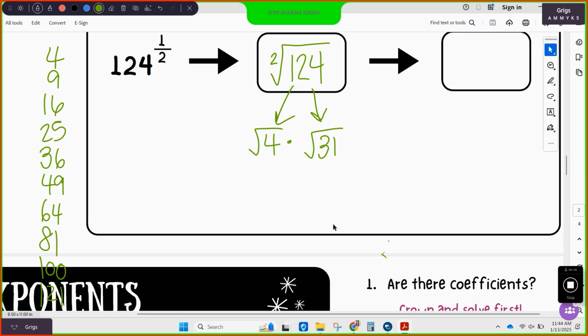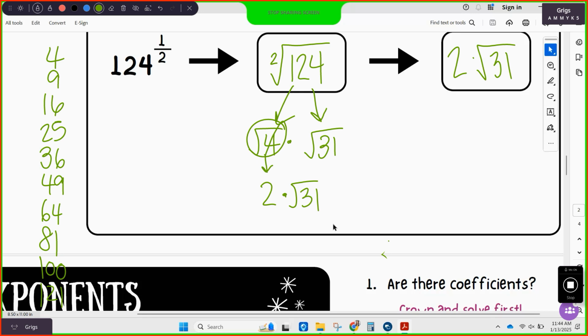Semantics. Alright, now if I'm in the game of simplifying, can I simplify either of those square roots? Which one can simplify down? 4. Why? Because it's a perfect square. Yeah. So this one can simplify down to a whole number to give me 2. Is 31 a perfect square? No. So I'm just going to rewrite it. I'm going to leave it. I don't want to mess with decimals. So the square root of 124 is equivalent to 2 times the square root of 31. It's just a game of breaking it down.